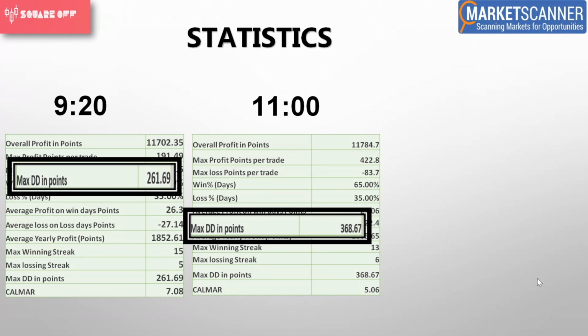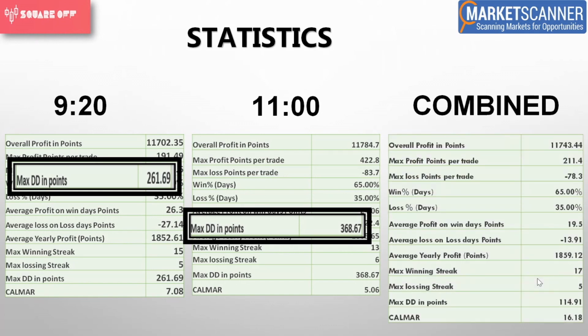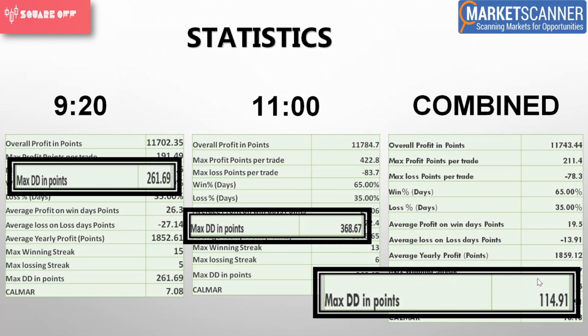But my eyes opened up when I started trading out. When I combined them, my max drawdown became 114. Now, how did that happen? It is because both of them were not giving max drawdown at the same time or same period of time. So this became an eye opener to me, to be honest.